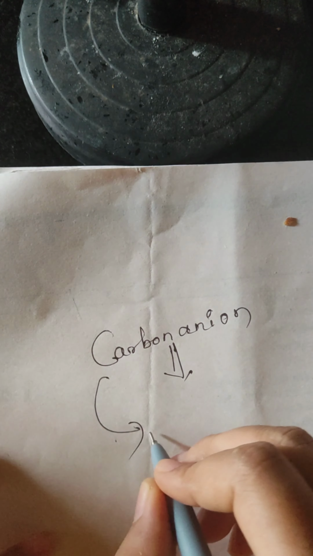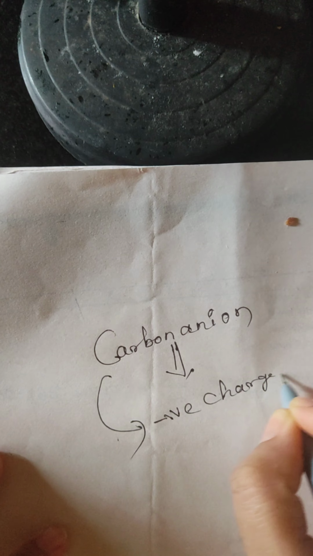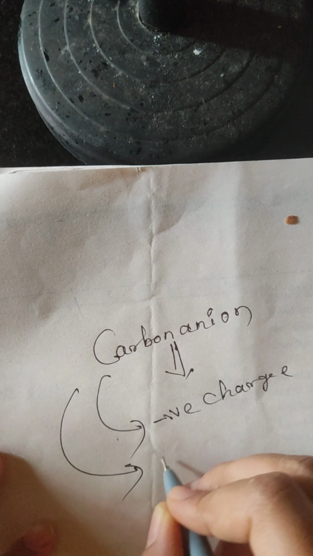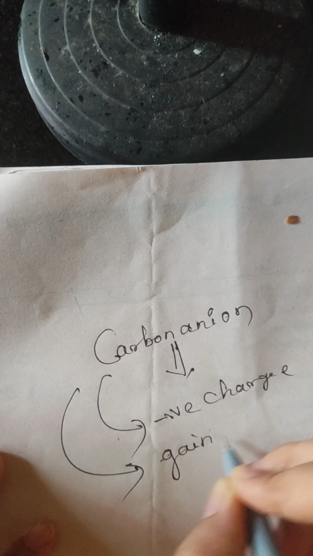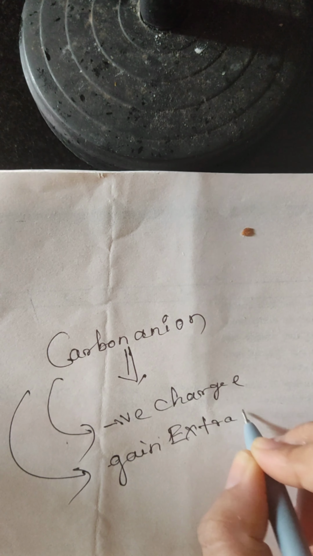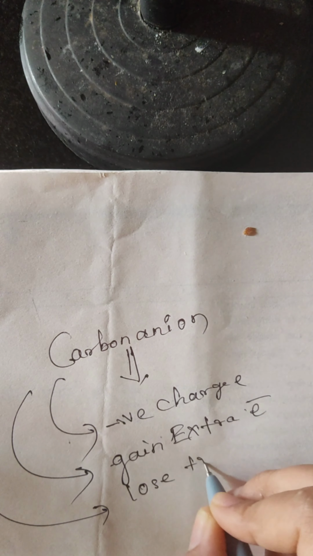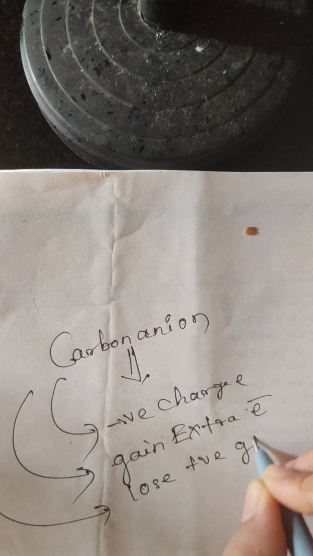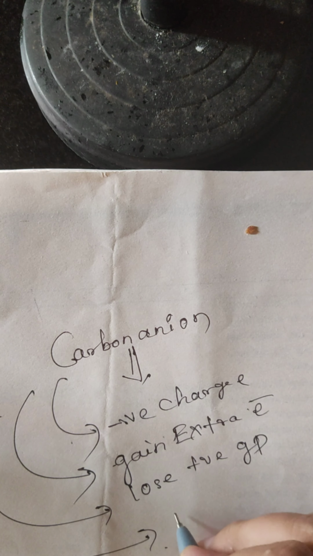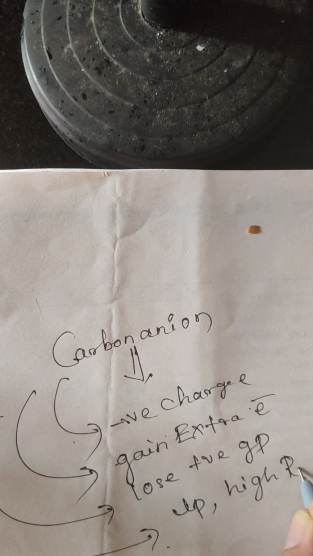Let's see the concept of carbanion. What does carbanion mean? What is the definition? It is a carbon that contains a negative charge. Second point, it gains extra electrons. And third point, it contains a lone pair of electrons, and it loses the positive groups on that carbon. Because it has a lone pair of electrons, it becomes highly reactive. These are the points in the definition of a carbanion.